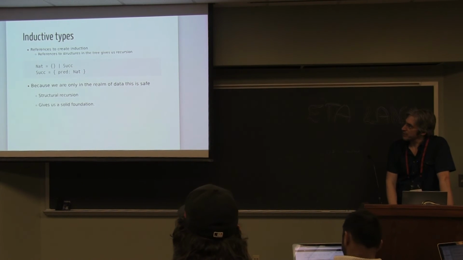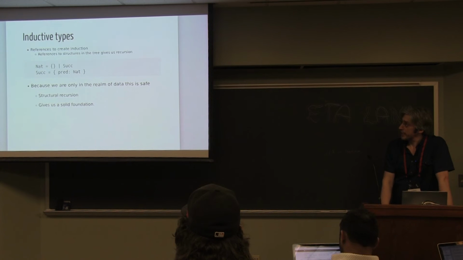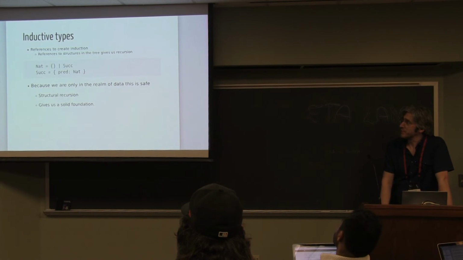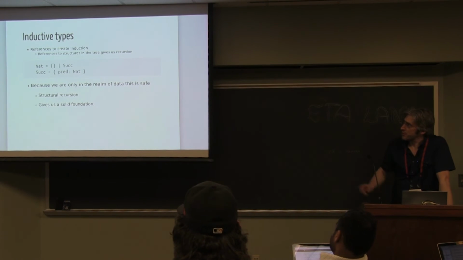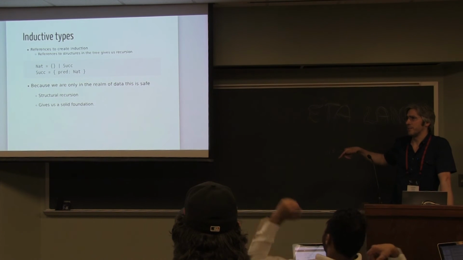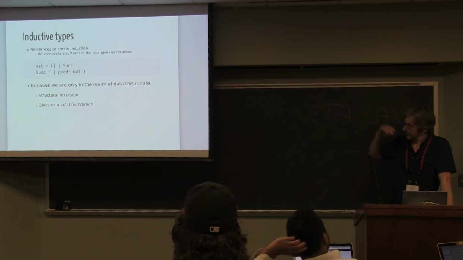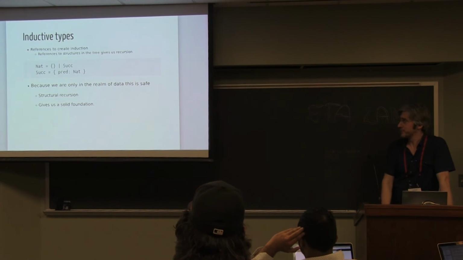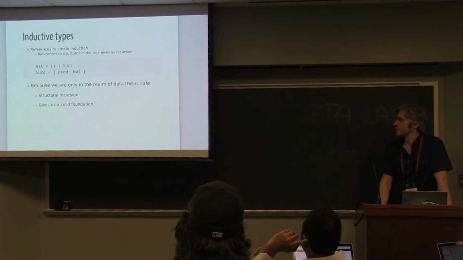The problem is that introducing recursion could be unsafe, but in this case we are only in the realm of data. This is a fixed point, so this is structural recursion. We said that the predecessor points to an already existing natural number, a natural construction. So we are just adding layers, which is basically the nature of induction. That natural is a non-inductive type, and this is safe and gives us a solid foundation for defining data.